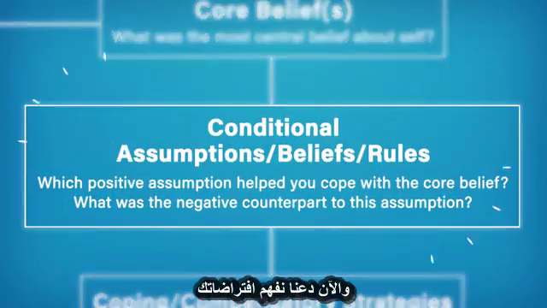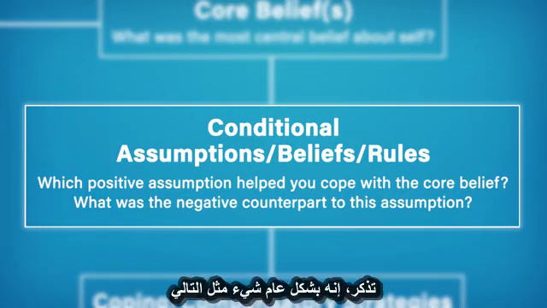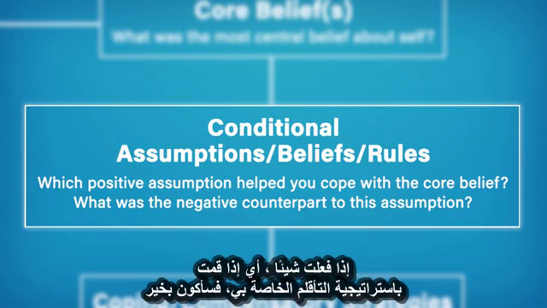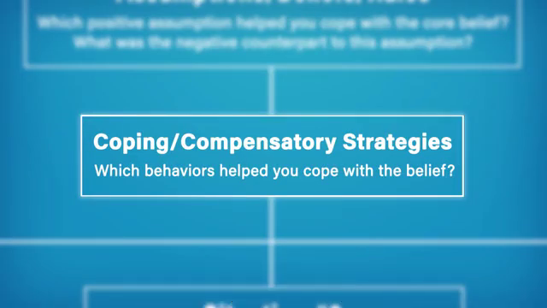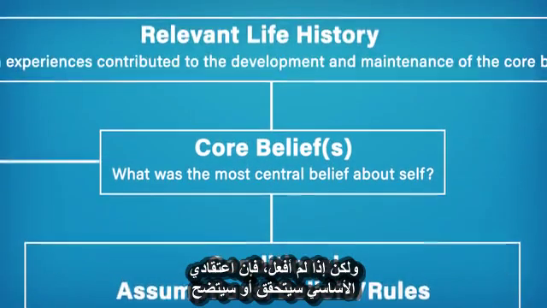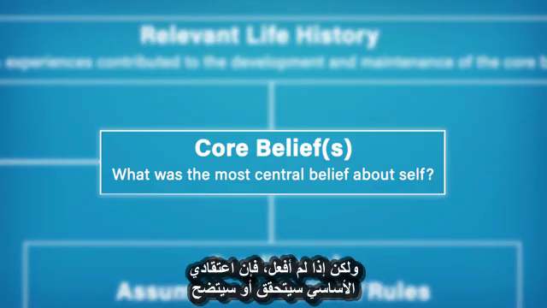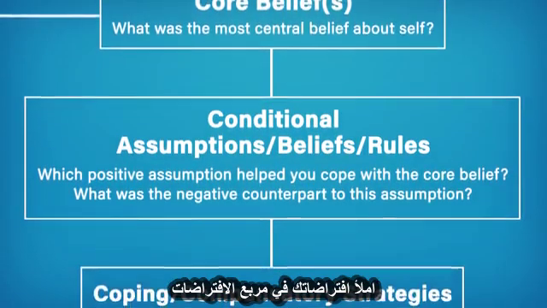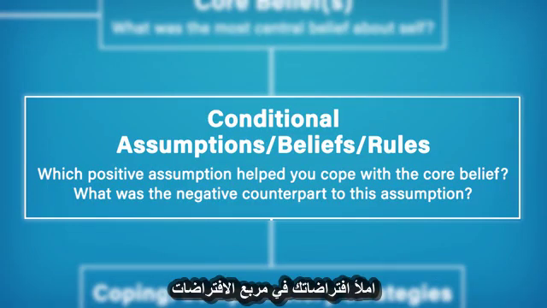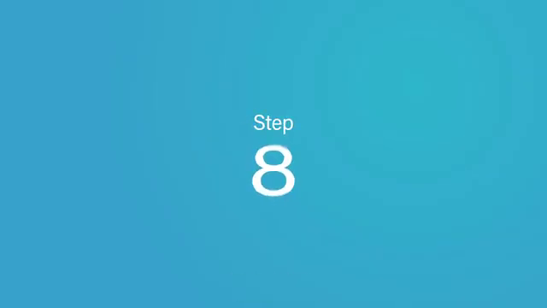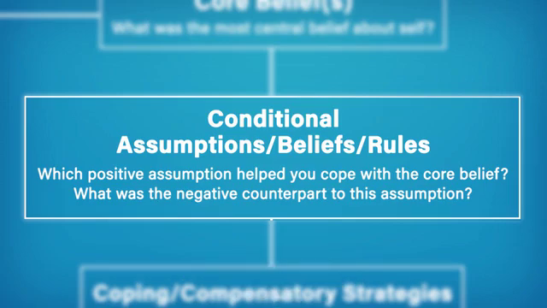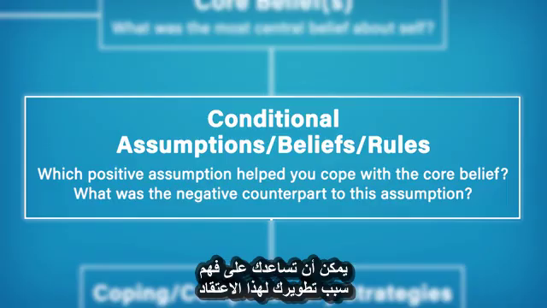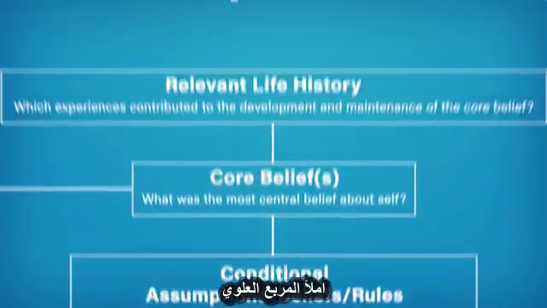Now let's figure out your assumptions. Remember, it's generally something like the following. If I do blank, that is, if I do my coping strategy, then I'll be okay. But if I don't, my core belief will come true or be evident. Fill in your assumptions in the assumption box. Step 8. Finally, can you think of any experiences through your lifetime that can help you understand why you have developed this belief? Fill in the top box.